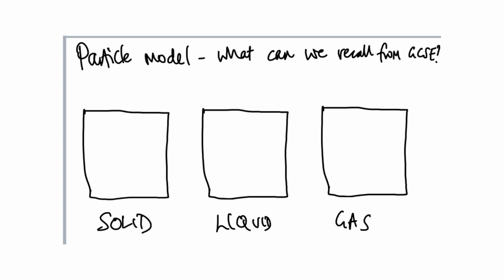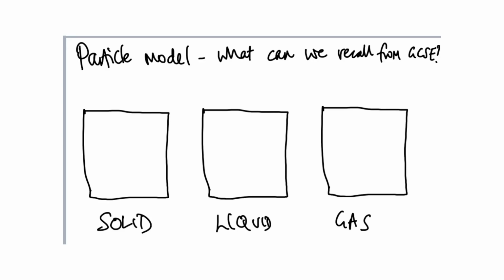So to start us off, get yourself a scrap piece of paper, draw 3 boxes like I have done, label them solid, liquids and gas, and then give it a go. Draw, using the particle model, what you can recall from probably GCSE, but what does a solid look like? So draw some circles. What does a liquid look like? And what does a gas look like? And when you're ready, press pause and then press play again once you are done. No cheating. Give it a go.